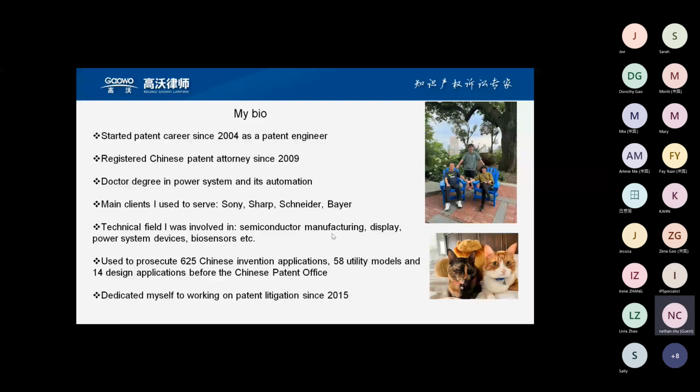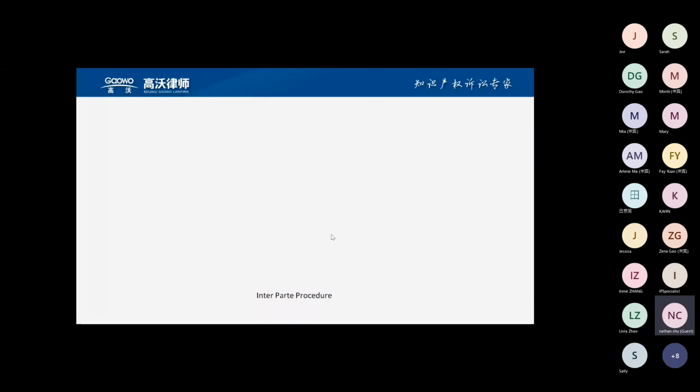So next, let's get started with my introduction of the Chinese patent invalidation procedure. The Chinese patent invalidation procedure is basically an inter-party procedure. That means the procedure is between the invalidation petitioner and the patentee. Although the Chinese invalidation procedure is an inter-party procedure, the patentee is optional to take part in the procedure.